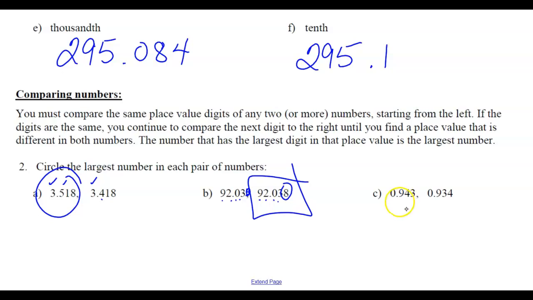And then same thing here, 0.9, 0.9, we've got a 4 and we've got a 3. So that one's bigger. Okay.